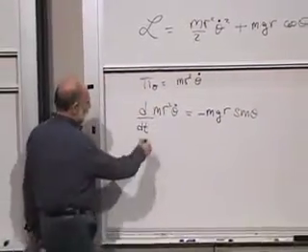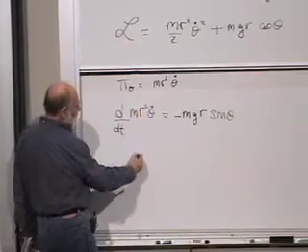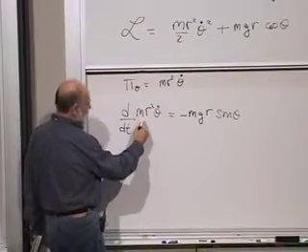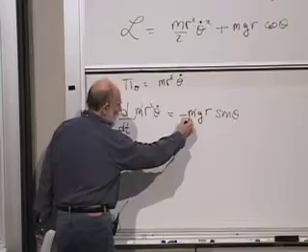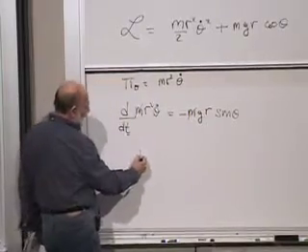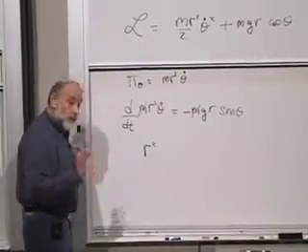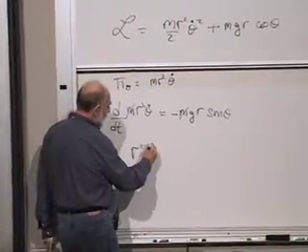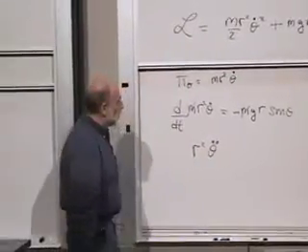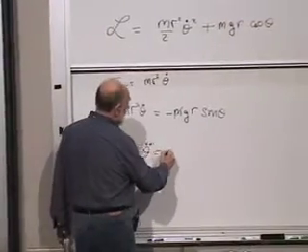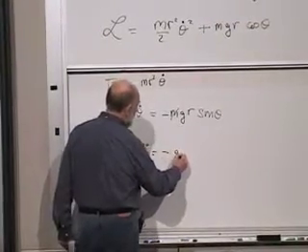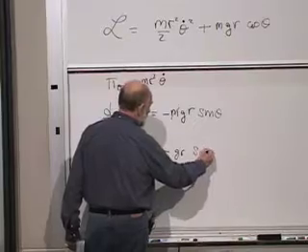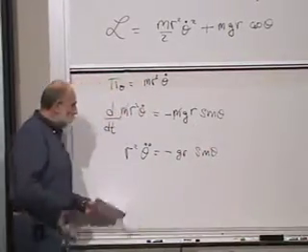Or we can just write this. We can cancel out the masses, of course, and then we can write this as r squared, remember r is just a number, it doesn't vary in the problem, times theta double dot, the angular acceleration, is equal to minus g r times sine theta. This can be stuck on a computer.